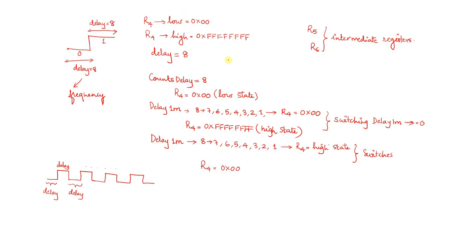So, why we are using these R5 and R6 is because since we are specifying the counts delay, we need to load these values, right, load the addresses. So, that is why we are making use of these registers as intermediate registers. So, let me go to the program and explain to you how exactly this is being done.